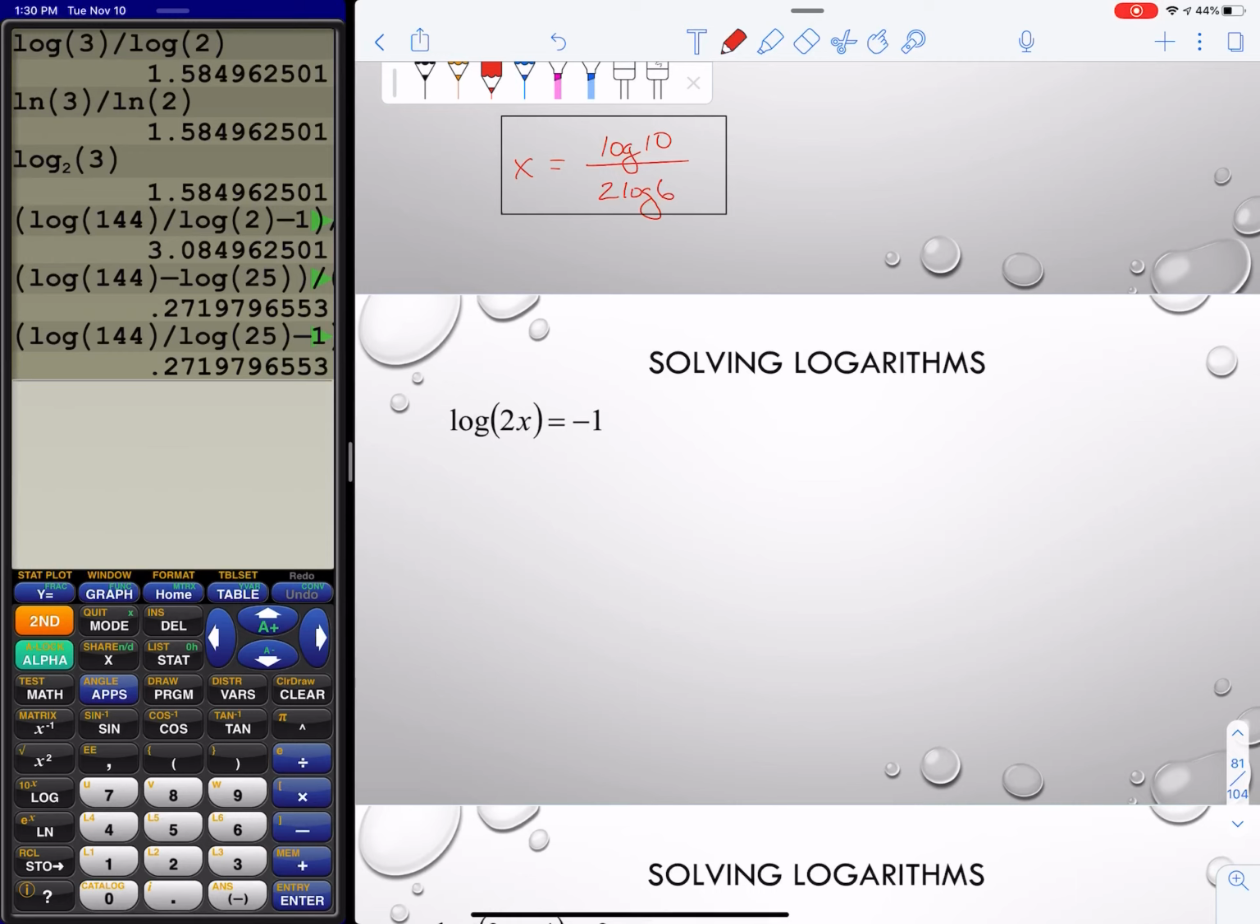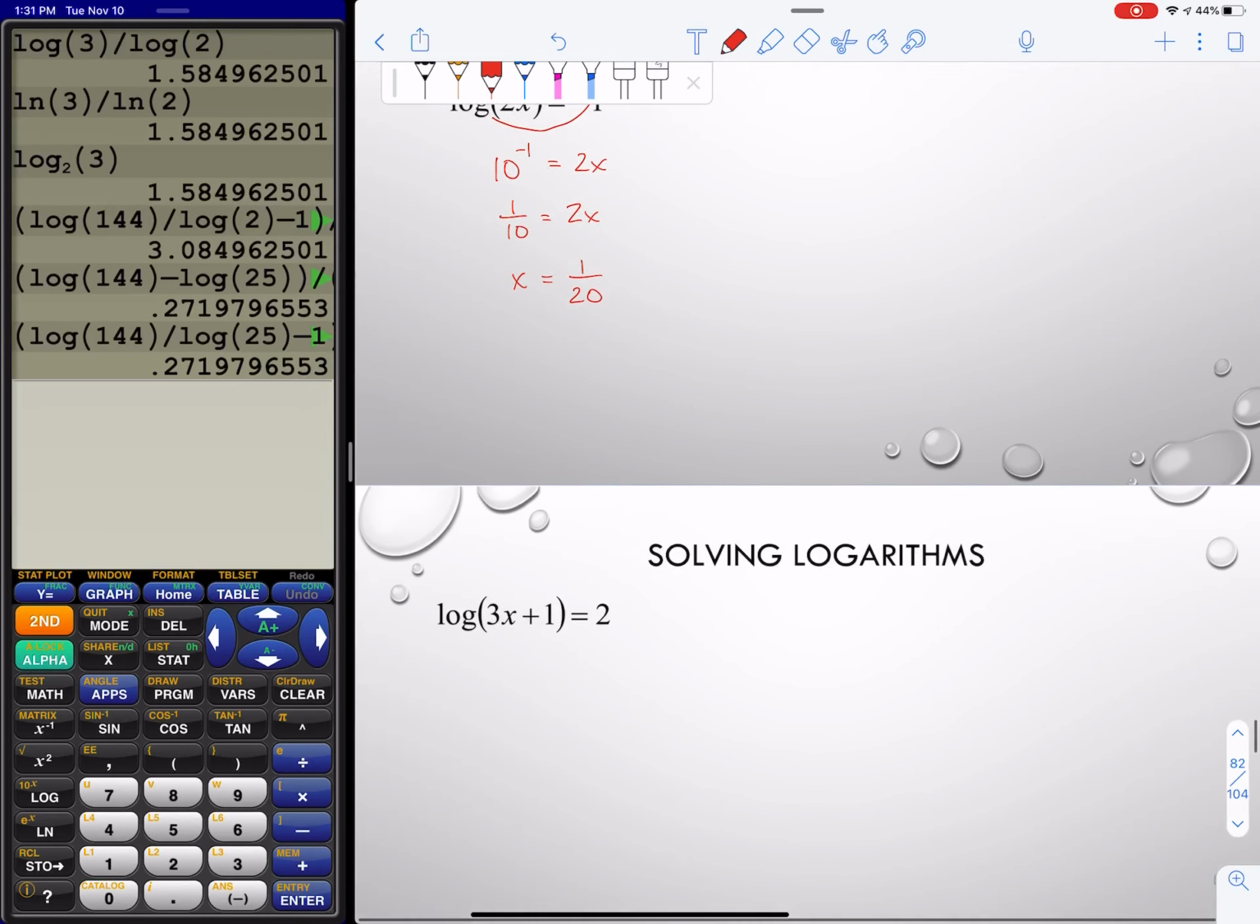So here, log base 10 of 2x equals -1, so we can roll the log, if you want to think of it that way. All right, so here we're going to have 10 to the -1st equals 2x. Exponent rules: 10 to the -1st is 1 over 10 equals 2x. And if I divide both sides by 2, I'm going to end up with x equals 1 over 20. Dividing by 2 is the same thing as multiplying by 1/2, thus the 1 over 20.